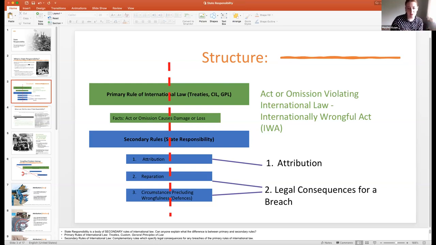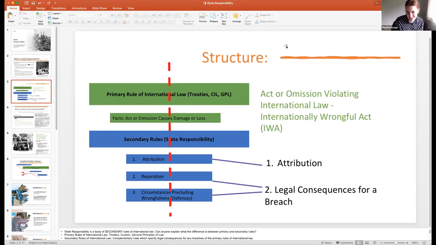And the secondary rules of state responsibility, where we talk about how the breach could be attributed to the state, what the state would have to do to make reparations for the breach. And then that third one, which is what circumstances you can use to avoid being considered responsible for a breach as a state. So it's an interesting dynamic because you have to jump in and out of the primary rules and the secondary rules in order to prove a broader state responsibility issue.